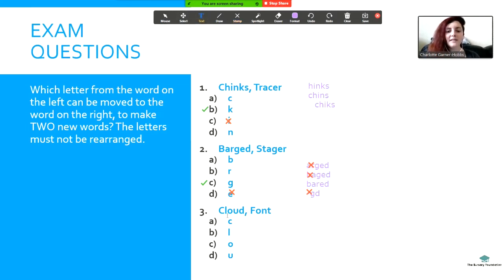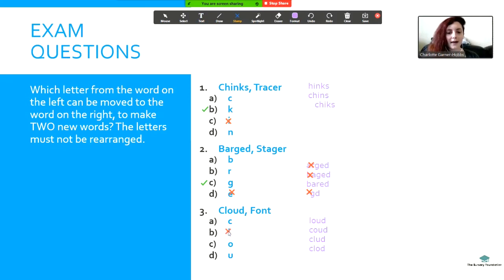For number 3 then, we've got cloud and font. So if I get rid of the letter C, I get the word loud. Okay, that's a good possibility. If I get rid of the letter L, I get cowed. That wouldn't be a word. Getting rid of the O, I'd get clud. Clud isn't a word. And if I got rid of the U, I'd get clod. Clod is actually a real word. It means like a clod of earth, for instance.